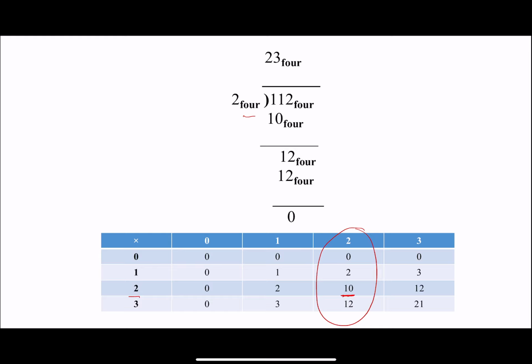You had more digits to bring down. Okay, so 1, 2. And you found that 3 times 2 gives you 1, 2. That's the largest product, which is equal to 1, 2 in that column. You did the subtraction. So the remainder is 0. So 2, 3 base 4 is your quotient, and the remainder is 0.